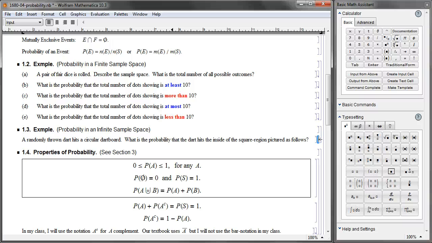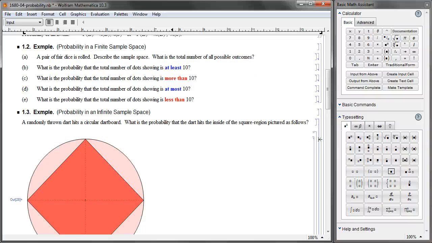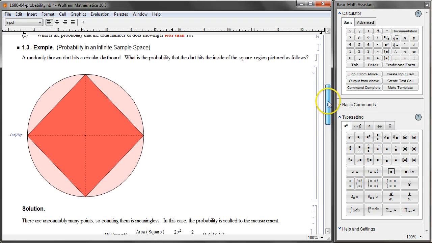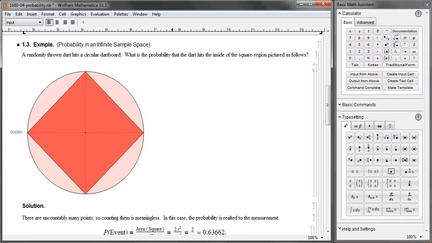What if we have an infinite sample space? Kind of like this. Let's suppose we have a circular dartboard, and the condition here is that a randomly thrown dart hits the circular dartboard. If it goes outside, that's out of consideration. We consider that it is a randomly thrown dart and it hits the dartboard. So what's the total? Well, do we count the number of points here? Oh, that's impossible because there are infinitely many points. The same goes for the event. The square region, well, impossible to count. So how do you calculate the probability that the dart hits the inside of the square region?